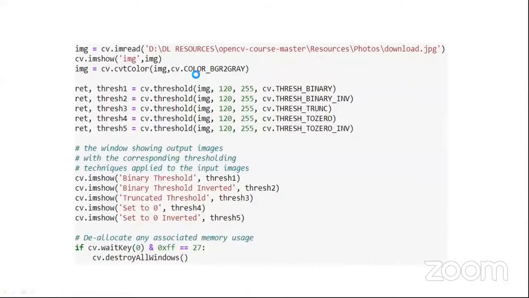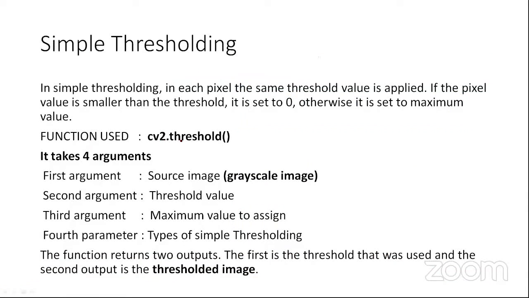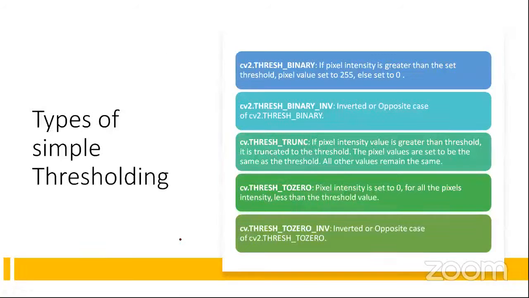We have a function for it, cv2.threshold. We need to give four parameters: first the grayscale image, second the threshold value, third the maximum value you will assign after a pixel is greater than the threshold value, and fourth the type of simple thresholding. We have different types of simple thresholding as well. These all work with the same principle. In binary thresholding, if the pixel intensity is greater than the set threshold, the pixel value is set to 255, else to 0.